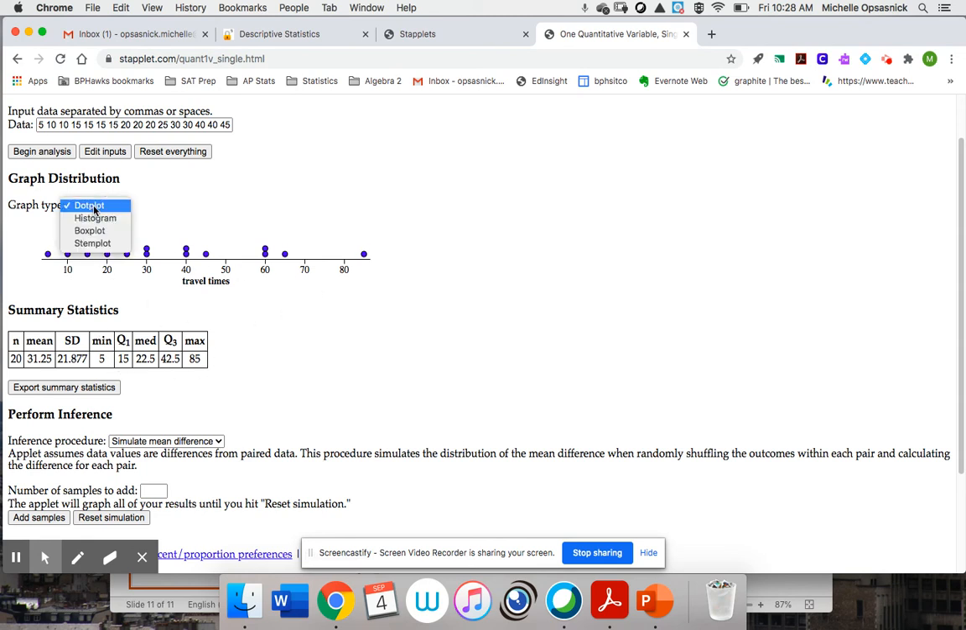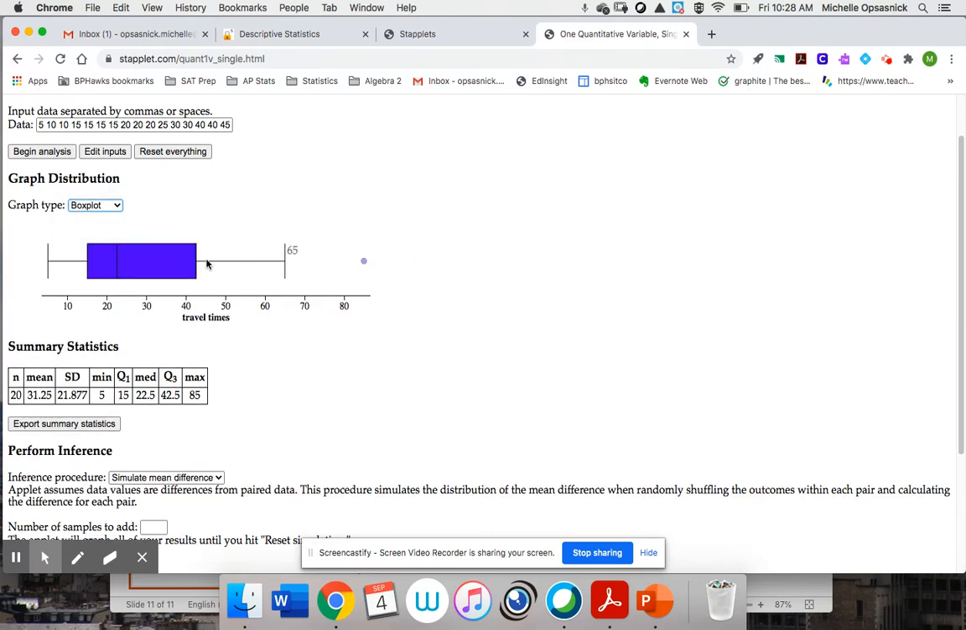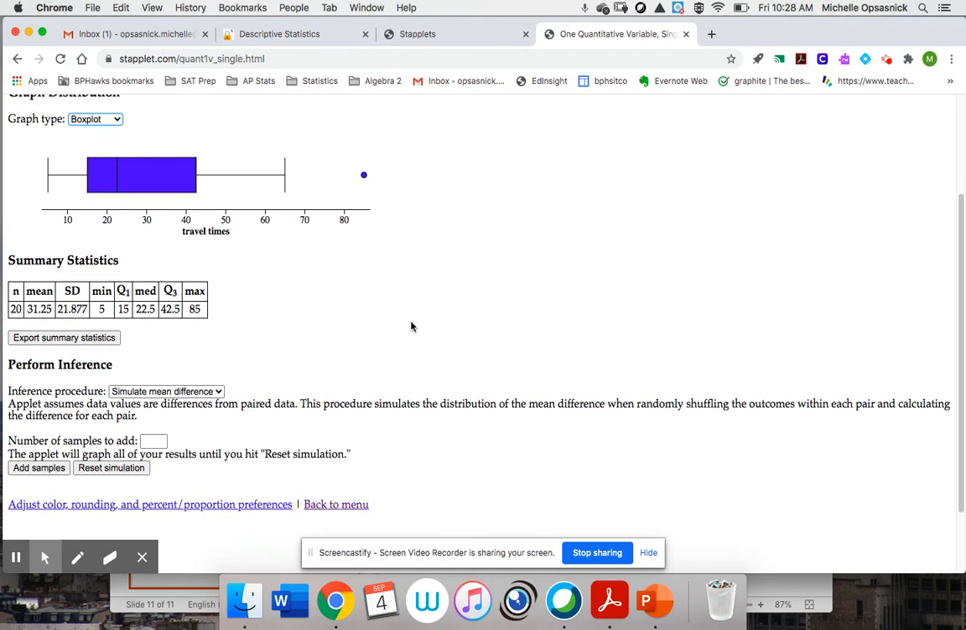Again, we can change the type of graph. So if I wanted to make a box plot, I can go down and select that. And again, it does show you the outlier here because it's a modified box plot as well. The last thing that I want to show you for today is how you can use your graphing calculator to make both a box plot and show you where that standard deviation is located.